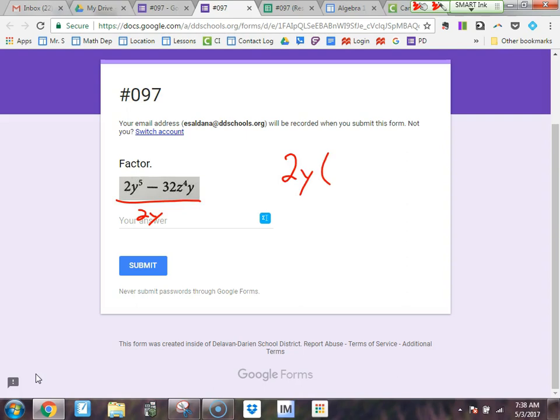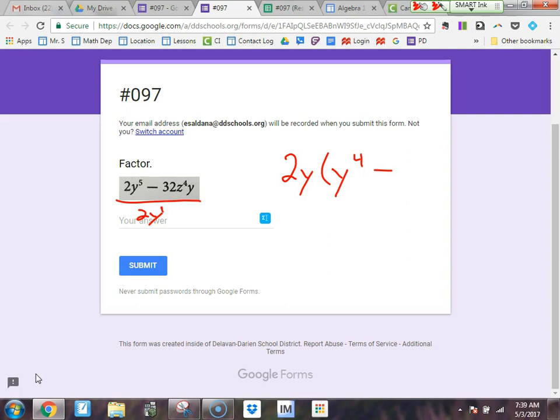Now what I want to figure out is what 2y to the 5th divided by 2y is. Well, 2 divided by 2 would give me 1, and I don't even really need to write the 1. And then y to the 5th divided by y to the 1. Remember, if we're dividing, we subtract our exponents. So 5 minus 1, y to the 4th power.